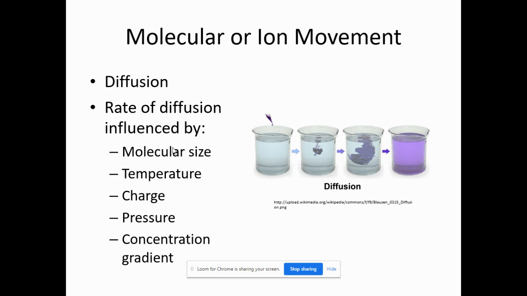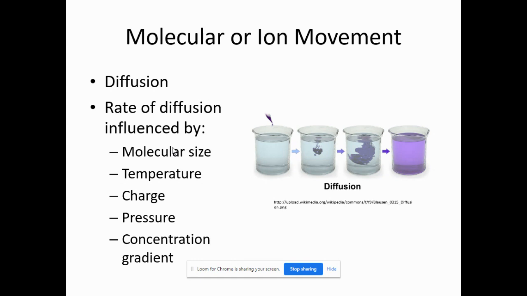Charge is another factor that affects the rate of diffusion. Oppositely charged substances will diffuse quicker to each other than non-charged substances. So if you have two things, one a positive charge, one negatively charged, and they're diffusing to one another, they're going to diffuse quicker to each other than molecules that are uncharged.